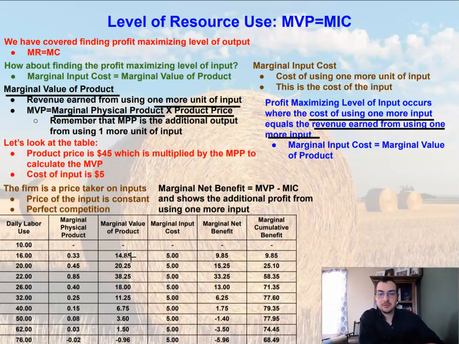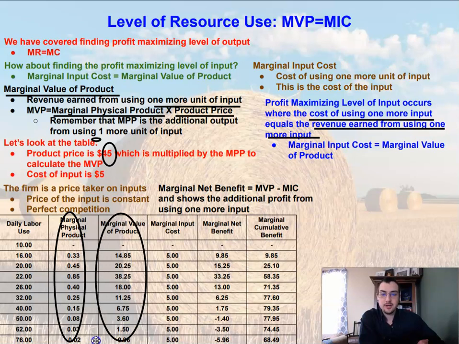So let's look at this table. We have all this calculated out. We have our marginal physical product right here. That's how much output we're going to earn from using one more unit of input. Then we take that and multiply it by the product price. So we take the product price of $45 multiplied by the marginal physical product to get this value of marginal product right here.